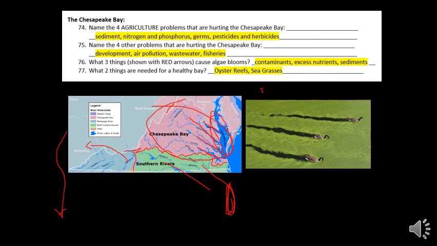Eutrophication, with the EU. Eutrophication. P-H-I-C-A.